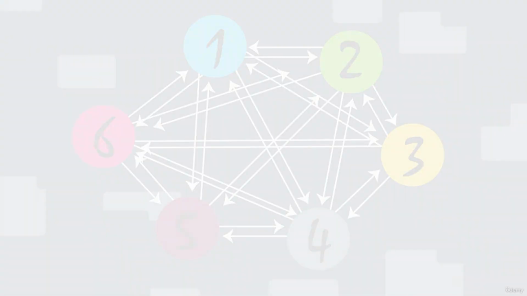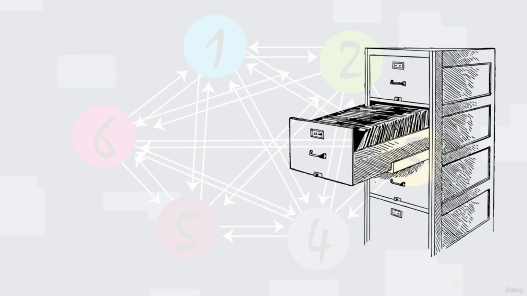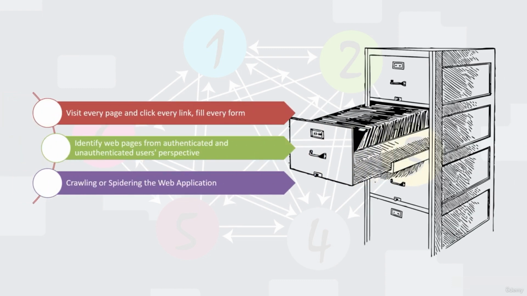So, the best way to extract the structure of the application is to visit every page and click every link and fill every form. Then, observe all the URLs. So you can manually walk through the application and identify web pages from authenticated and unauthenticated users' perspective. So this whole process is called crawling or spidering the application. Now, you might think, and you would be right, that it's not really possible to do everything manually.